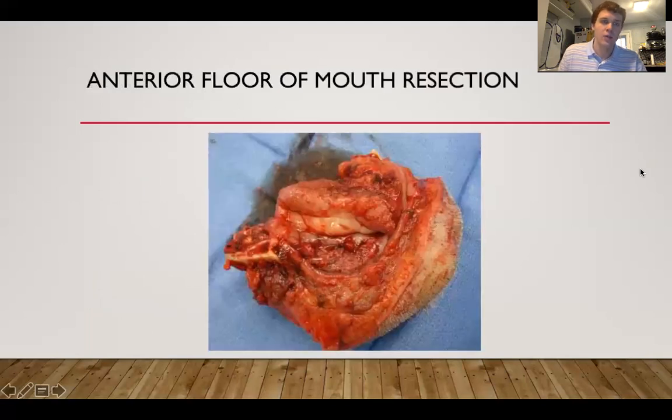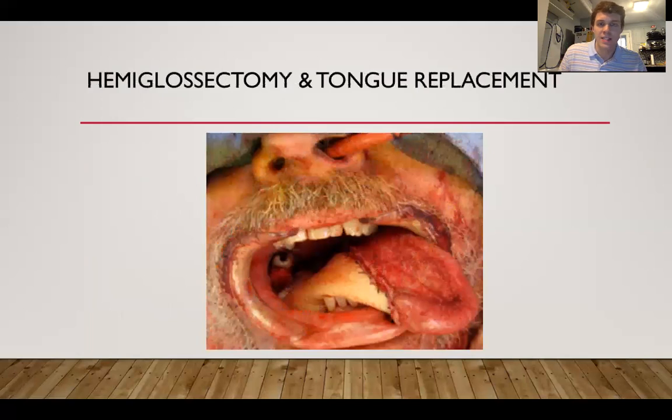First thing he had done was an anterior floor of mouth resection. So he had a large portion of the bottom of his mouth, the front portion of his mouth removed, as you can see in that picture. A little bit of the tongue there as well. He had a hemiglossectomy and tongue replacement, so he had part of his tongue removed and replaced by tissue that was extracted from his neck. So they took tissue from his neck, removed part of his tongue, and then that tissue they took from his neck they used to reconstruct his tongue.